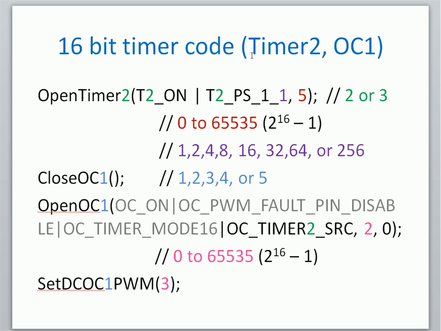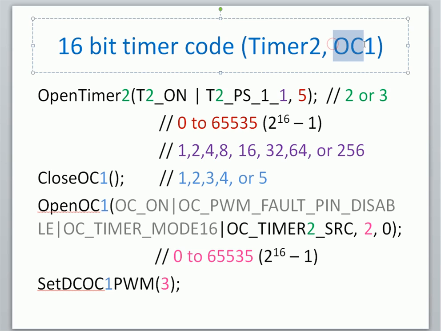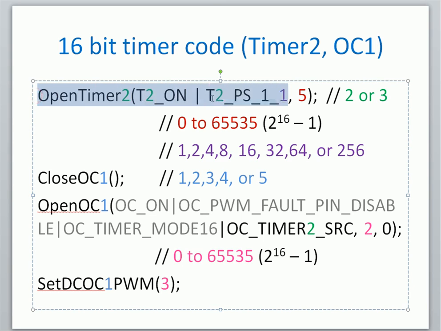In this example code, I'm using timer 2, but I could use either timer 2 or timer 3. Those are two options. You'll notice the green here, where everywhere it says 2, that's referring to timer 2. So I am always using timer 2, but it all could be 3s for using timer 3. And I'm using output compare pin 1, the module for output compare 1.